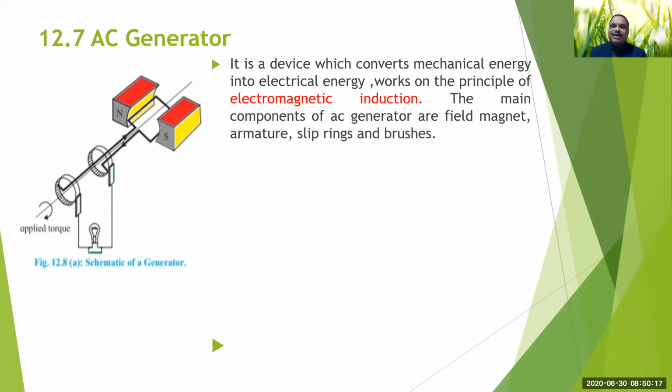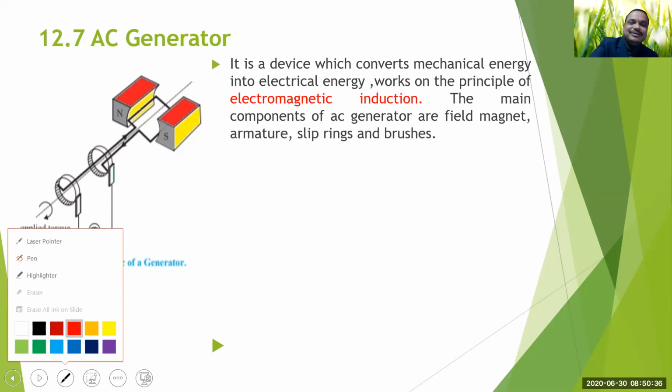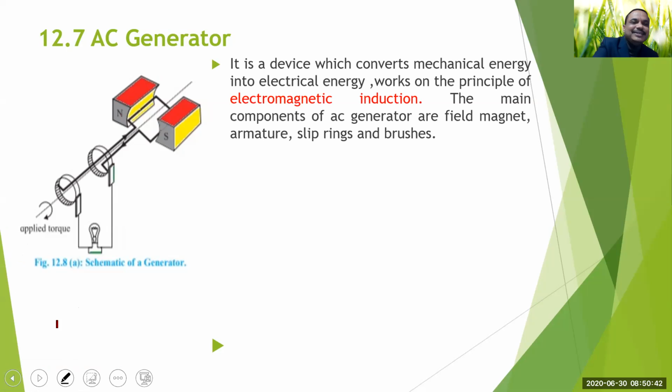An AC generator is a device which converts mechanical energy into electrical energy. It works on the principle of electromagnetic induction. The main components of an AC generator are field magnet, armature, slip ring, and brushes. So see these field magnets. Then the armature. Then slip rings, these two are slip rings, and these two are brushes. So this is the simple construction of the AC generator.